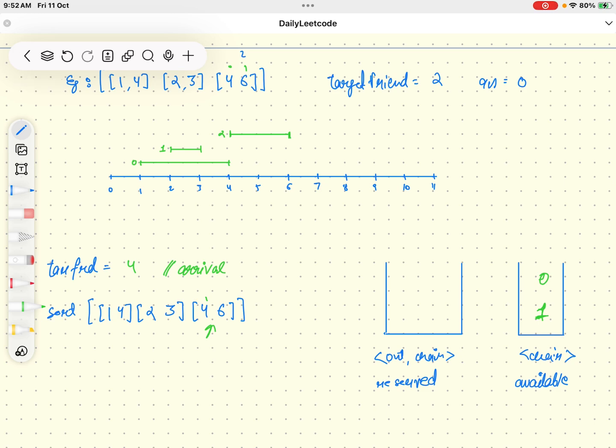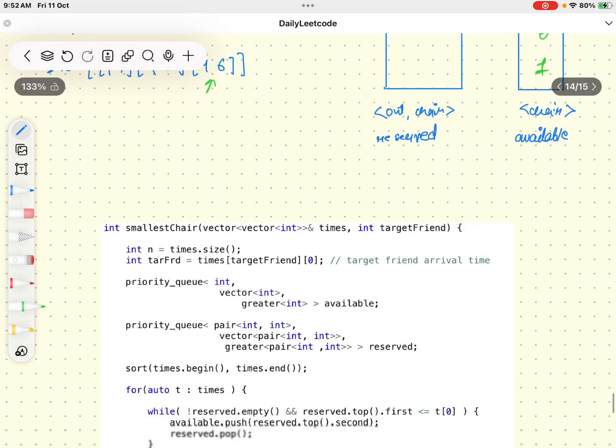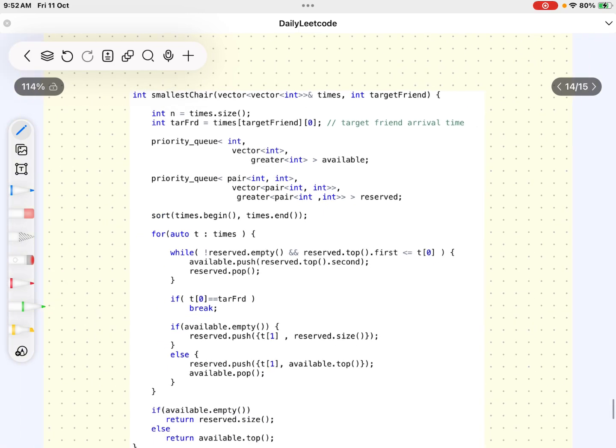We will return the size of the reserved, and if available is not empty, then we will return the available top, which will be 0. So this is how our code is gonna look like.